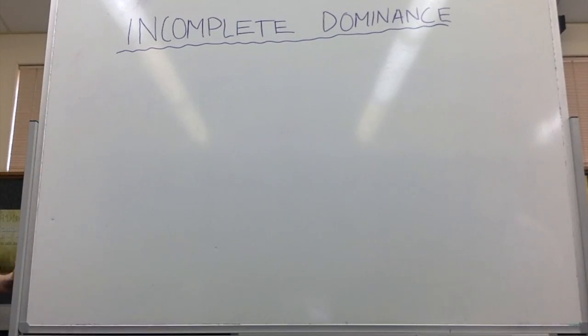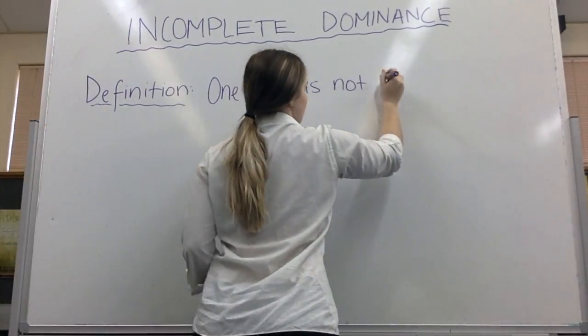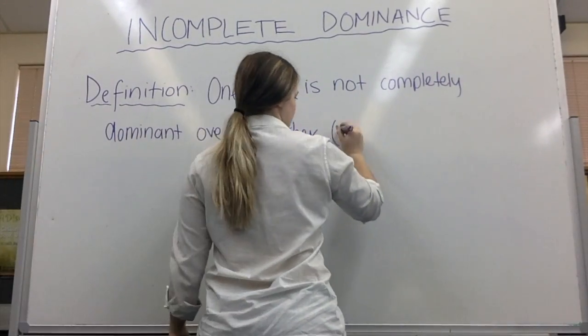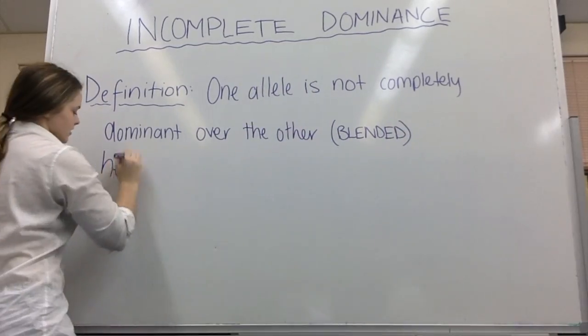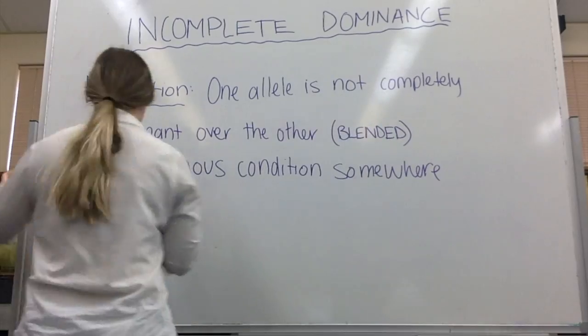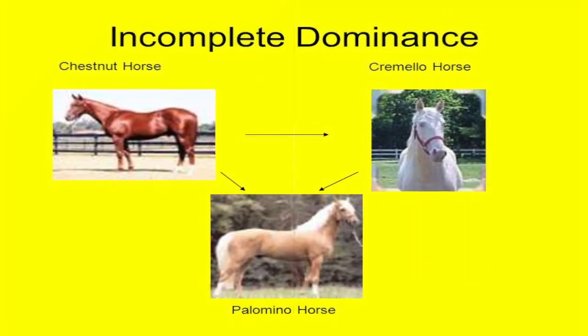Incomplete dominance is similar to but different from codominance. In incomplete dominance, both alleles are expressed completely. This results in a third phenotype, in which the expressed physical trait is a combination of the phenotypes of both alleles. Some examples of this are snapdragons, horses, and sickle cells.